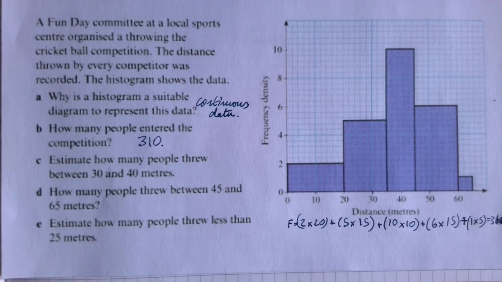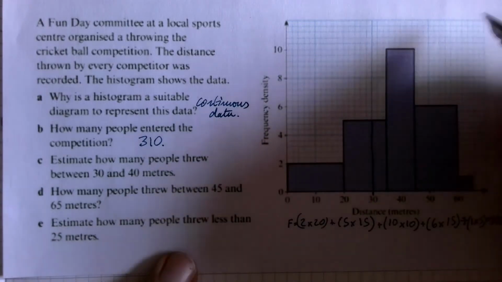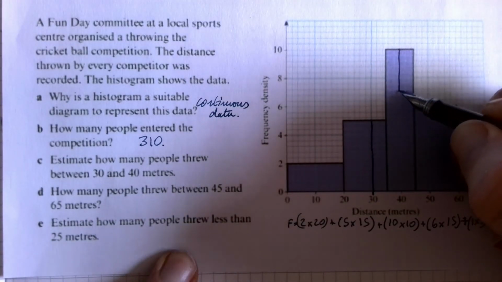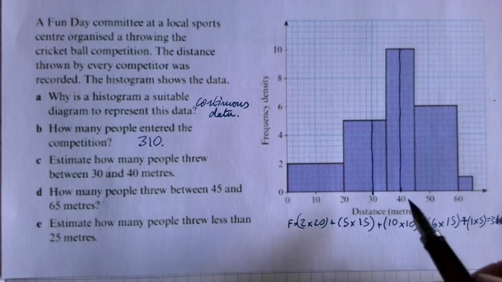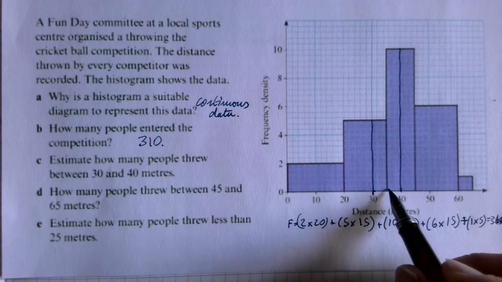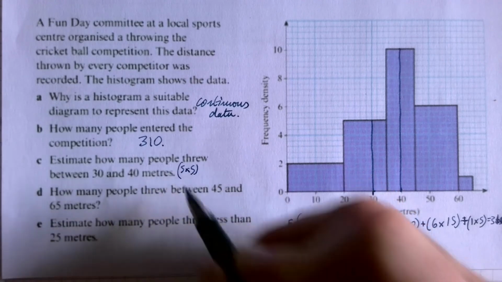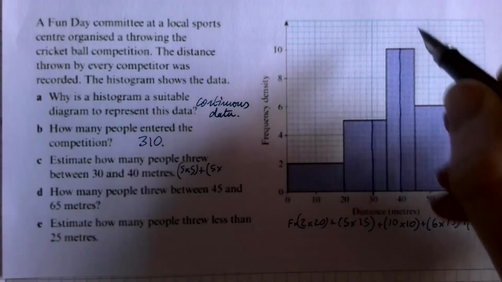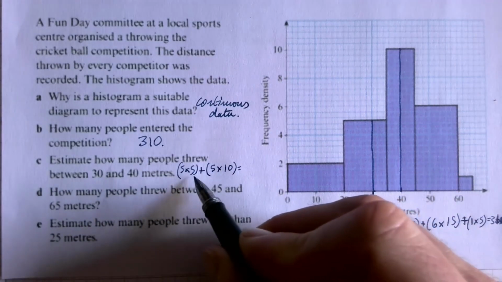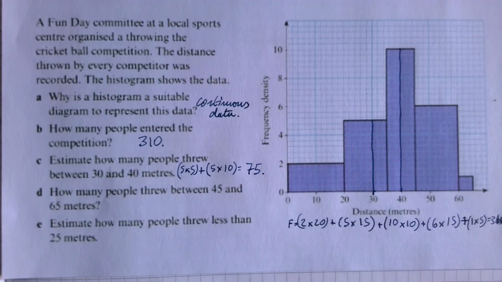Next up, estimating how many people threw between 30 and 40 meters. So it's time to do a little drawing on there, and we've got there to there. So I've just created 2 slimmer bars. There's just a gap of 5 from there to there. So that is 5 times 5 plus 5 wide again times how high is it? 10. So that gives us 25 plus 50, making 75 people, sorry.